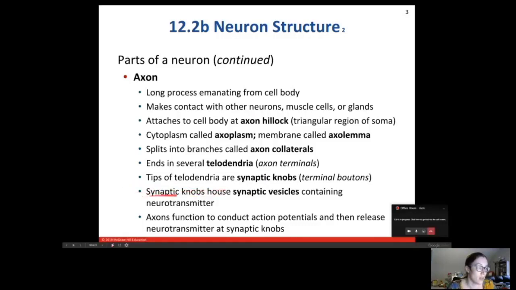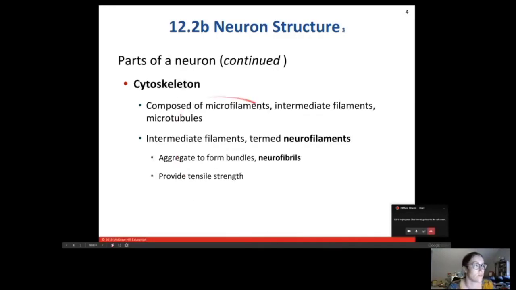Another thing you can call the synaptic knob would be the terminal bouton or the synaptic bulb. So I'll accept any of those. All right, so axons are going to be important in conducting action potentials all the way down the axon, and then when it gets to the synaptic knob, it's going to release those neurotransmitters.